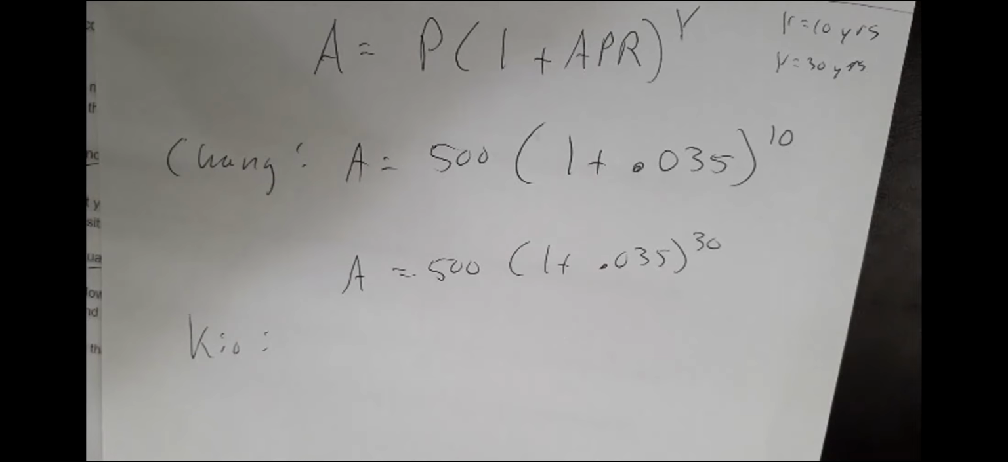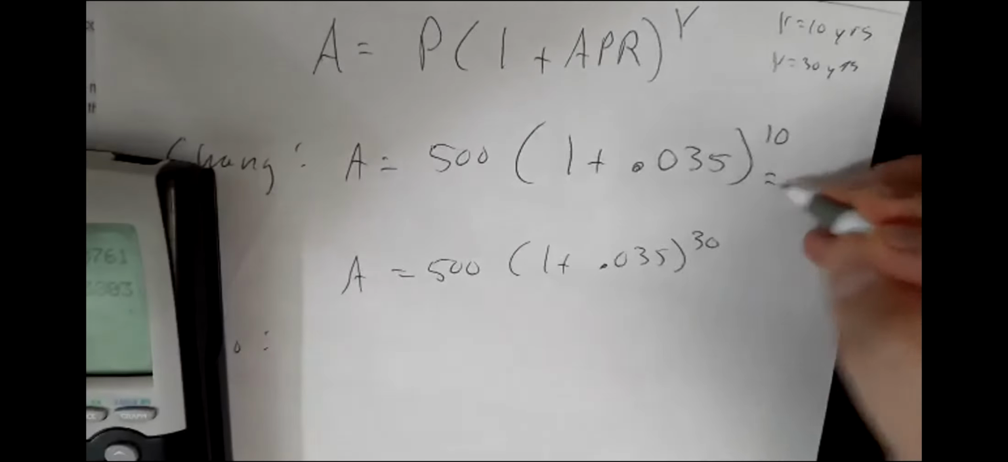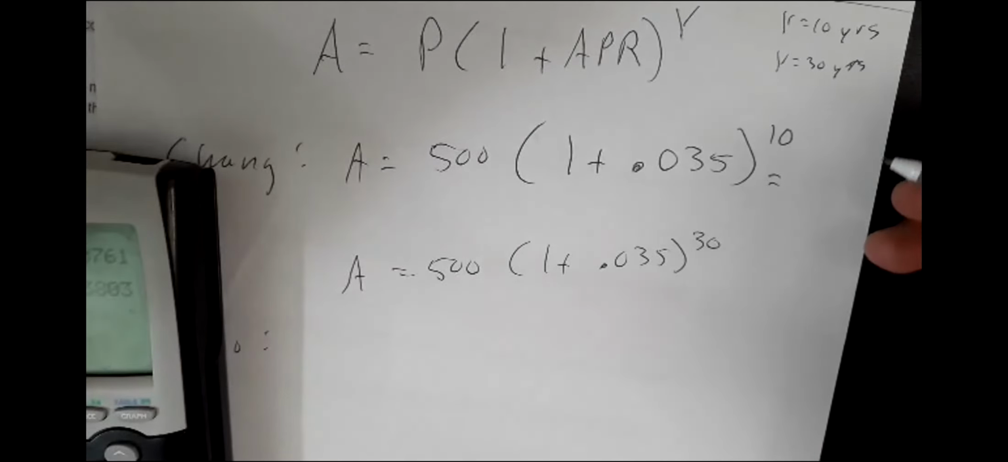1.035, if I raise that to the 10th and then multiply that by 500, I'm going to squeeze it in right here. But this should be giving me 705.30 if I round that up.